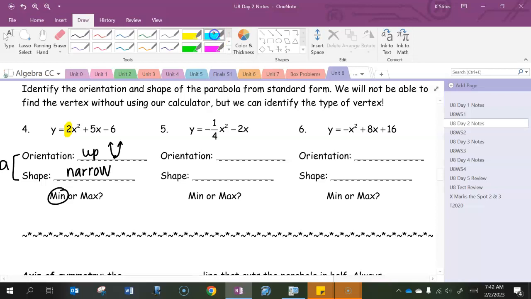All right, number 5, again, focus on your a value. That's the only thing we care about in standard form. This is a negative, so that means we are orienting down, which looks like this. Downs have a maximum. And then 1/4 is a number between 0 and 1. That means this is going to be wide.